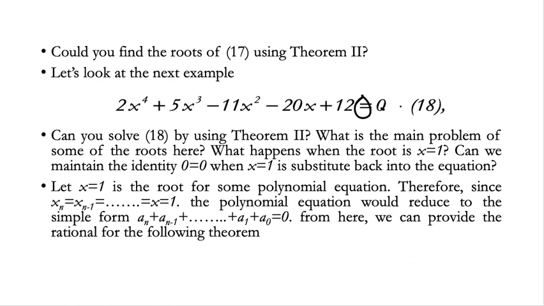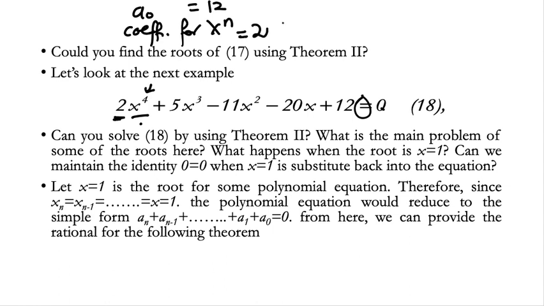If we use theorem number 2 here, we know that we need to find a naught. We know that we need to find the coefficient for x to the power of n. Now, a naught is what? A naught is positive 12. What is the coefficient for x to the power of n? x to the power of n is this, because the highest power is 4 here. 3 can't be, 2 can't be. So it has to be 4 because the highest power is 4. So x to the power of n is this. So what's the coefficient? The coefficient is 2.